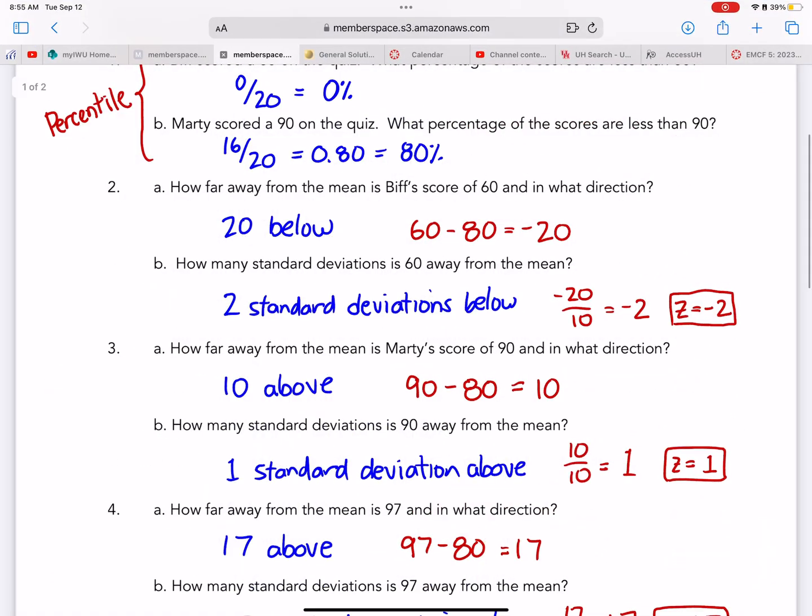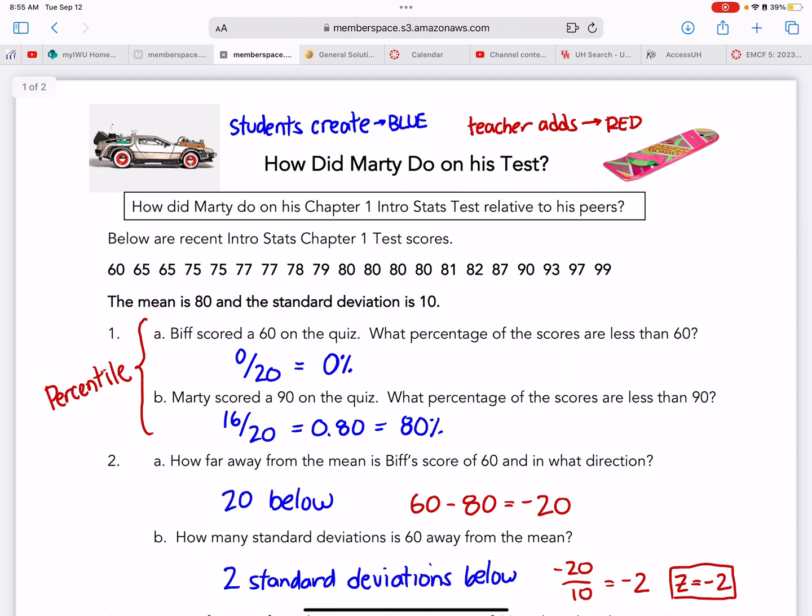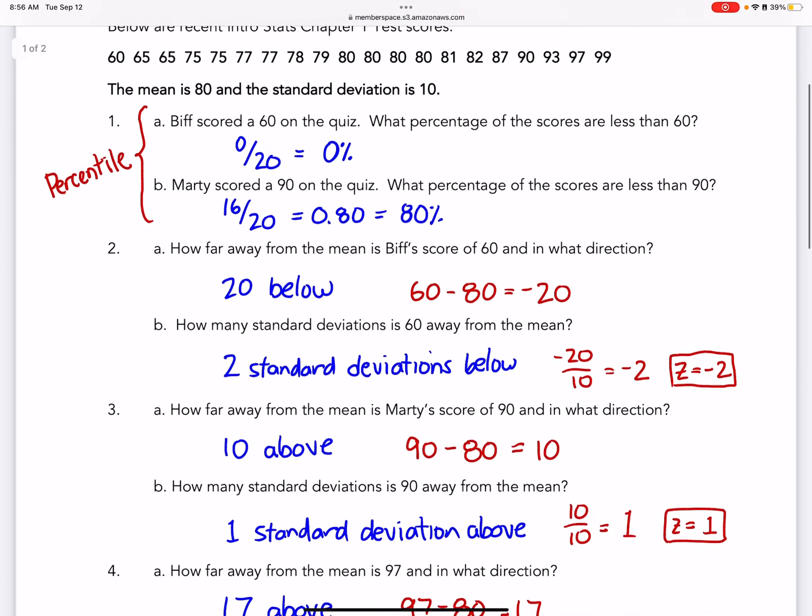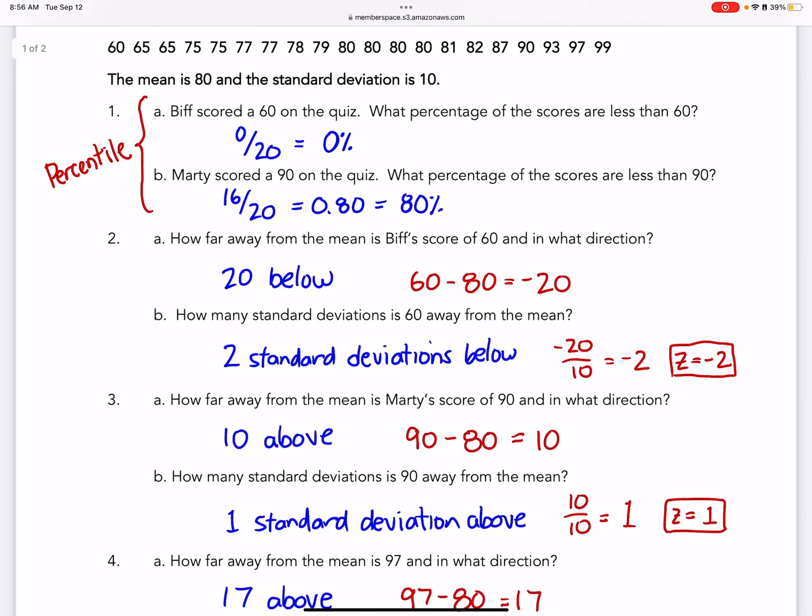All right, so the first one that we're going to be doing is called How Did Marty Do on His Test? Oh, nope. Yes, sorry. We're on the right lesson. I apologize. Okay, so the first thing you're going to do is on your own without looking at my answers, of course, and then you can discuss this. It gives you this data, and it says the mean of this data is 80 and the standard deviation is 10.